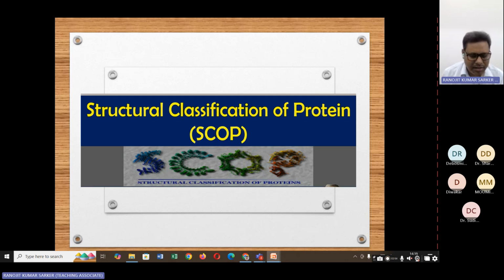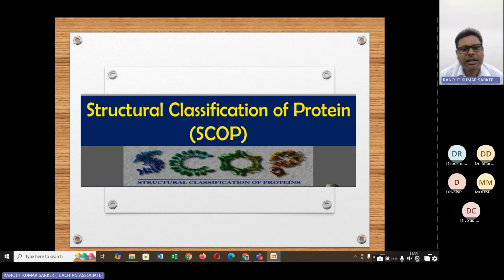Actually, we divide the databases into two groups depending on the data sources. In the primary databases, data is directly submitted by the researchers. But in secondary databases, the data source is the primary databases rather than researchers. So for a particular purpose, a secondary database is compiled, and the data from the primary databases is retrieved in these cases. That is the difference.